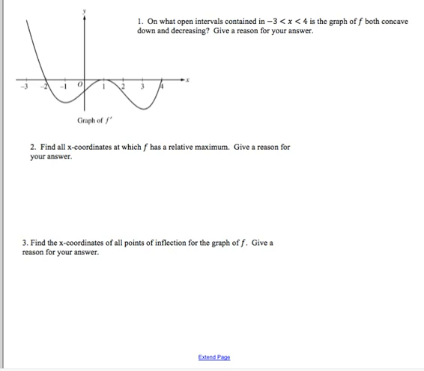Question number 1 says, on what open intervals contained in -3 < x < 4 is the graph of f both concave down and decreasing? Give a reason for your answer. One of the strategies we're going to use is to answer the question that's given to us before we worry about the actual graph or any other information in the problem. I'm going to underline the actual question that was asked. In this case, we're trying to find out when f is concave down and decreasing.